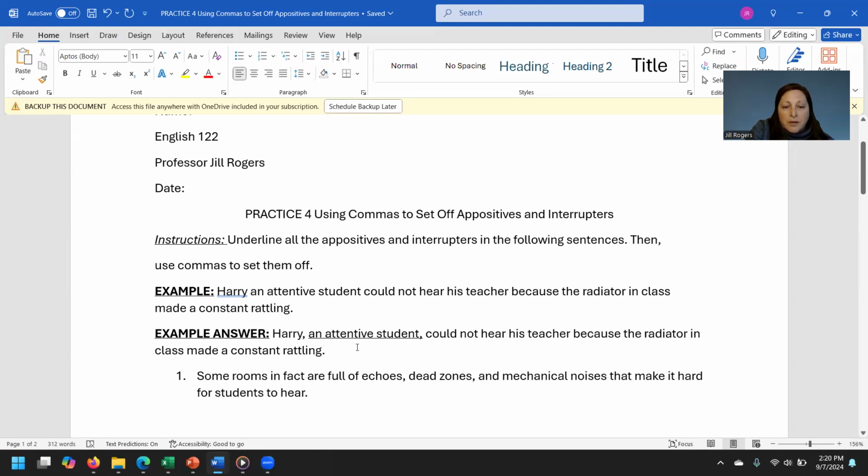First, underline all the appositives. So we have, here it is, an attentive student, right? So Harry, an attentive student, could not hear his teacher because of the radiator in the class, because the radiator in the class made a constant rattling. Okay, so here we see the appositive. It's describing the noun Harry. Harry, an attentive student. So we see that this should be set off with commas. Can we just say Harry could not hear his teacher? Yeah, that's fine. So it's non-essential. So you need those commas.